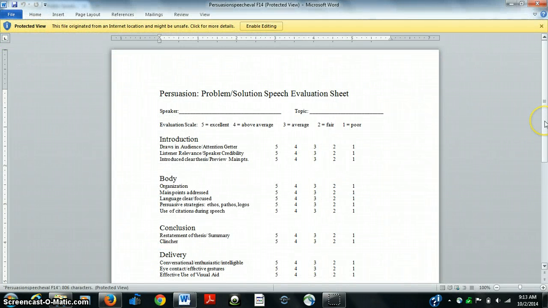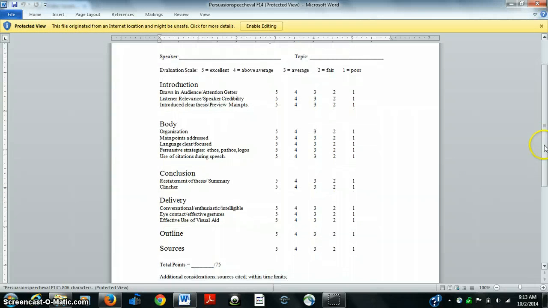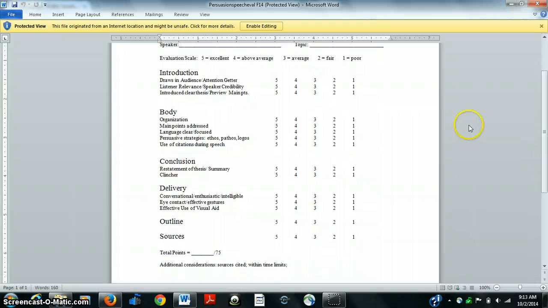This is the evaluation of your speech. There are some differences here at the beginning. Listener relevance, speaker credibility. Persuasion is based, if you remember, on three areas: ethos, pathos, and logos. That was created by Aristotle and the Greeks. And so we will emphasize the ethos, the pathos, and the logos. The listener relevance and speaker credibility is that ethical, or ethos, part.